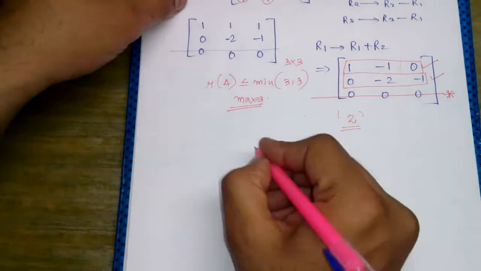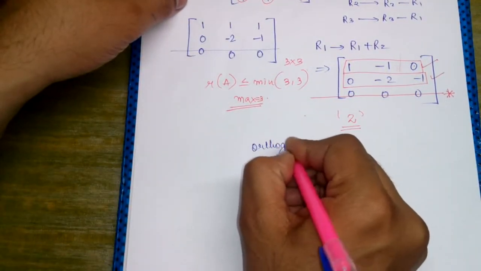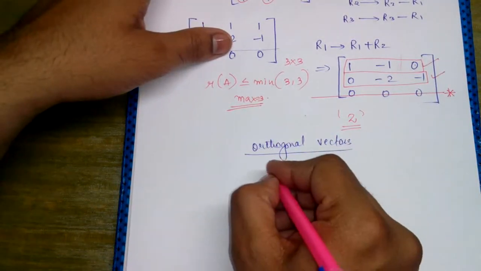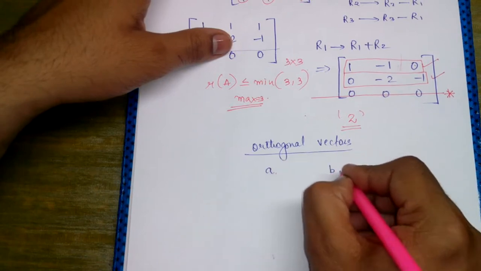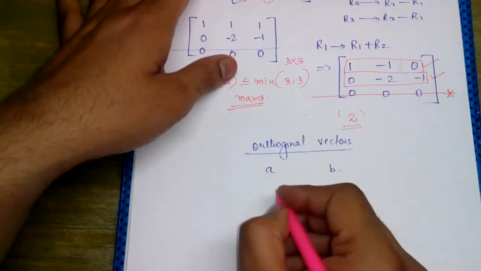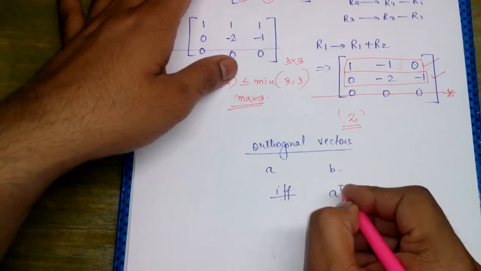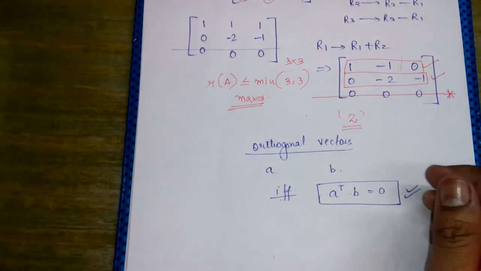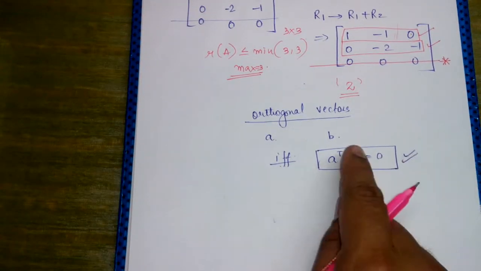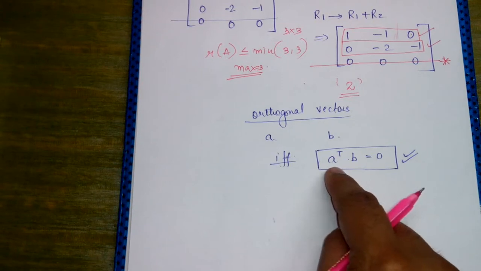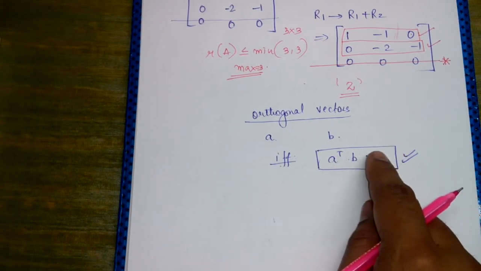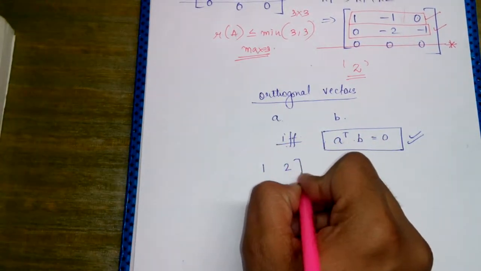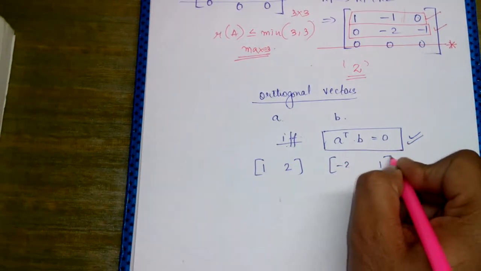Okay. Next we have the topic of orthogonal vectors. Two vectors are said to be orthogonal. Say a vector A and a vector B are said to be orthogonal if and only if A transpose into B is equals to 0. So this is the condition for the orthogonality of two vectors. If the product of the transpose of the first and second is equals to 0, then we have the two vectors as orthogonal vectors. For example, 1, 2 and -2, 1.